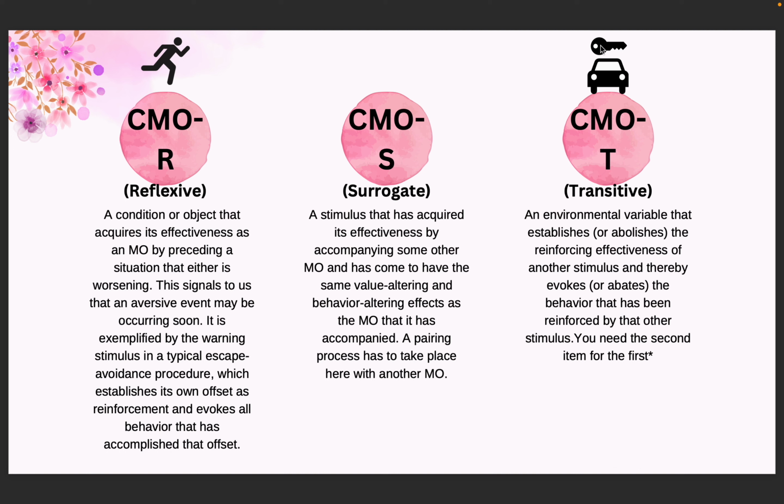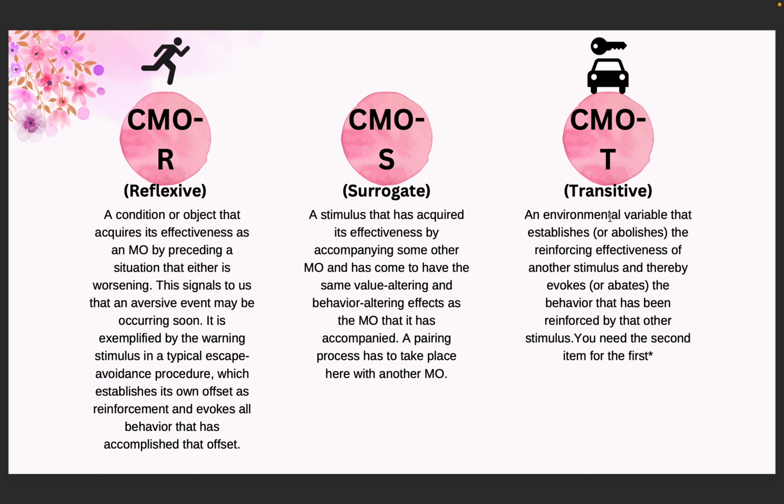Okay, so I like to think of this as a car and keys. The example that I like to use is, in order to get into your car or to start your car, you're going to need your keys. So there's no pairing process that is required here. It's the fact that we need keys in order to get into our vehicle. So transitive is literally this, right? Is you need the second item for this first thing to be completed. Okay.